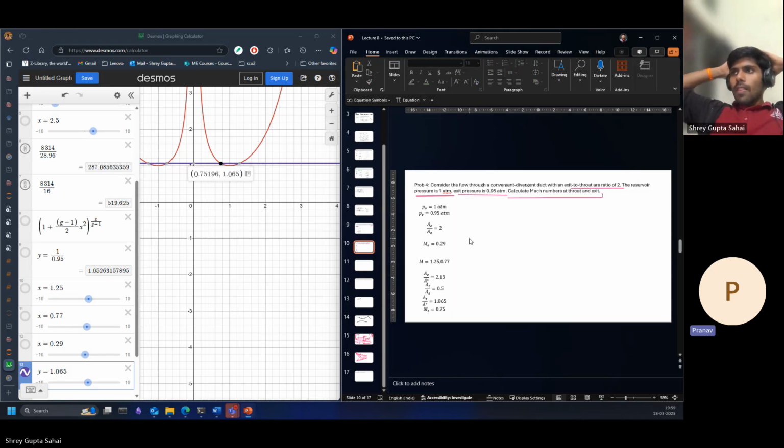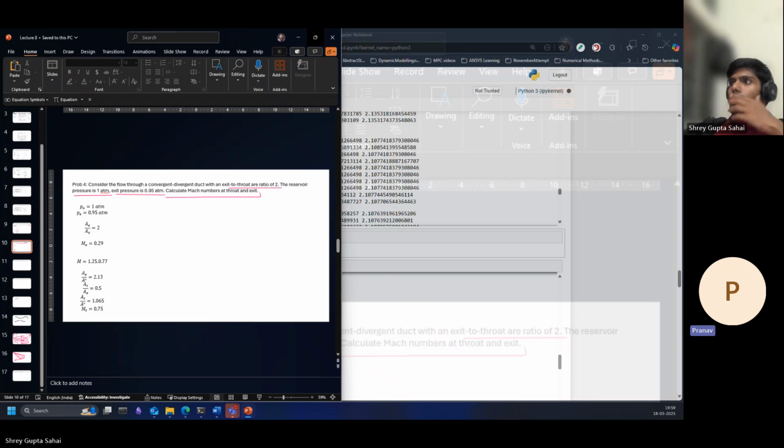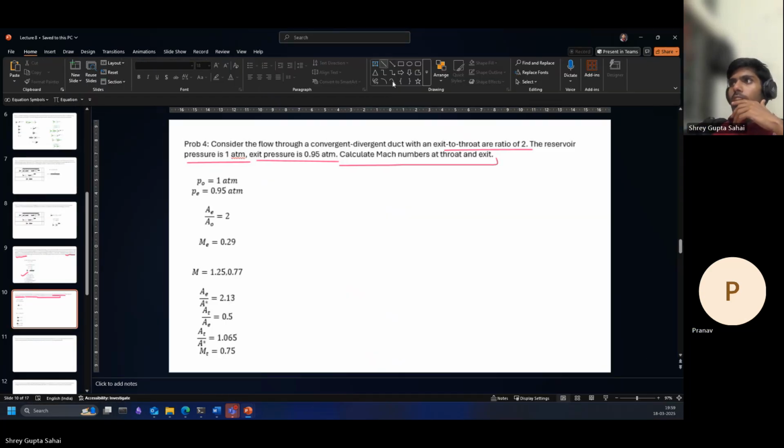Is there an issue with it? Just to clarify, now we calculated the area exit to A star. From AE by A star, we put 0.29 in the formula. Okay. Got it properly?